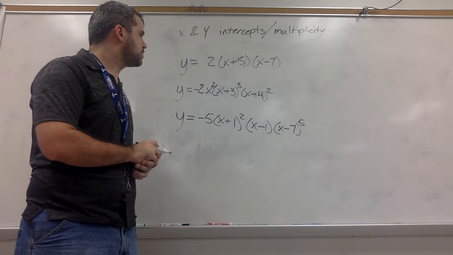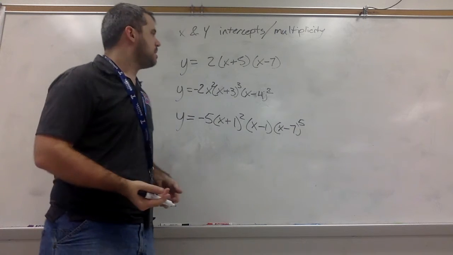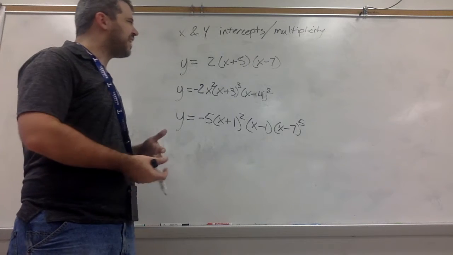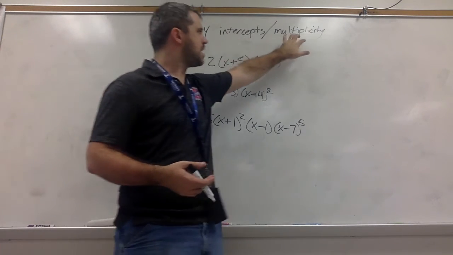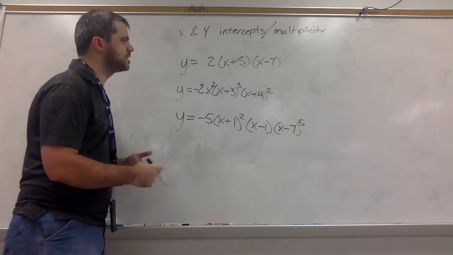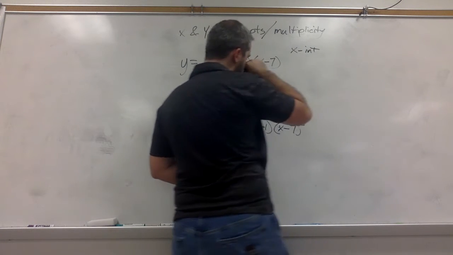So we've already learned a little bit about the behavior of these polynomials based on their end behavior, based on their leading coefficient and their degree. Well, we can find a little bit more based on their x and y intercepts and the multiplicity of the roots, which, don't worry, I'll explain what that is in just a moment. So let's see if we can find the x-intercepts.